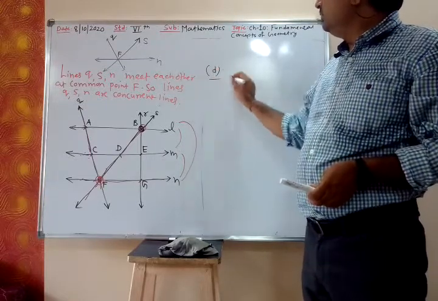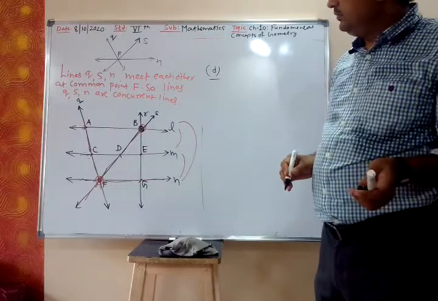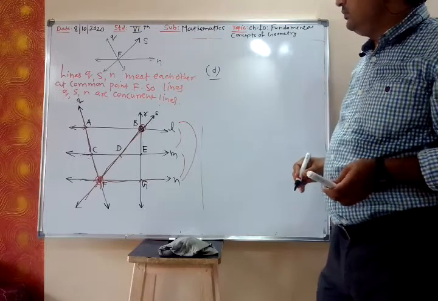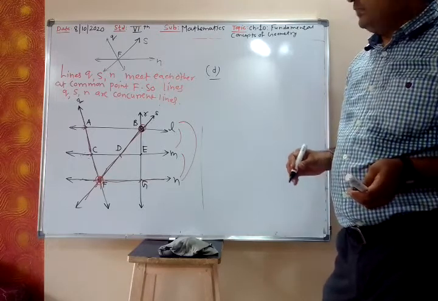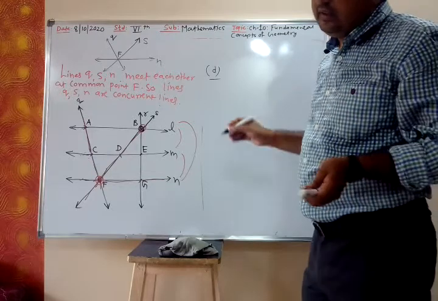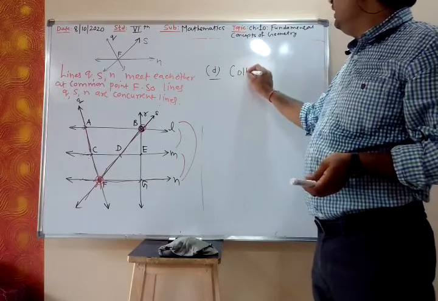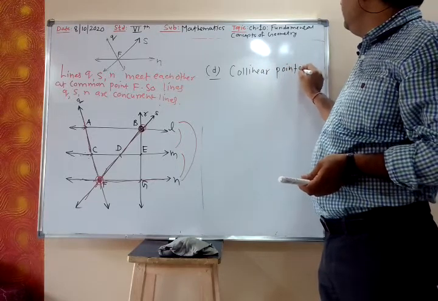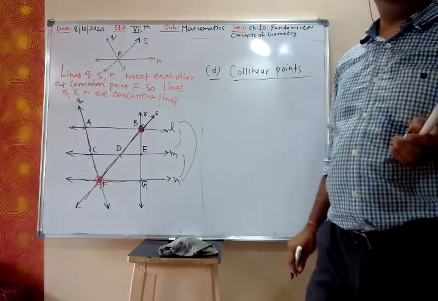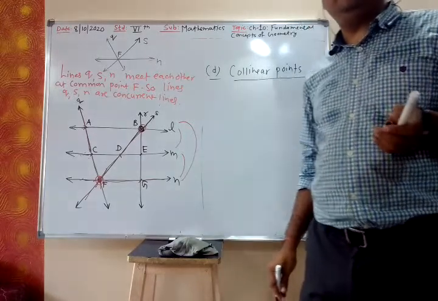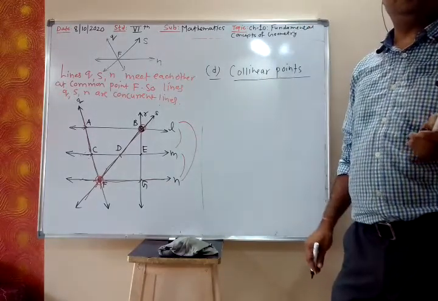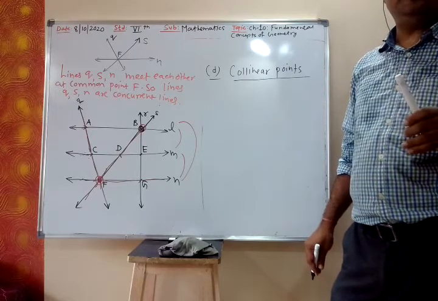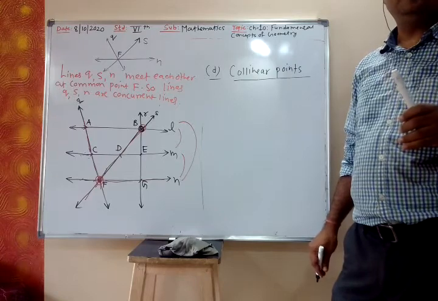Now D. Wait. D. Now mute the microphone. D, collinear point. Both of you will not be allowed. This you remember. Mute the microphone. From now onwards, I will not upload a single video because you are not paying attention.